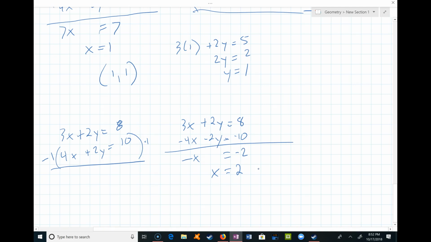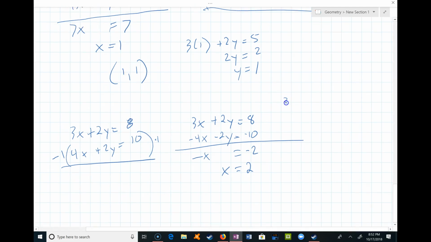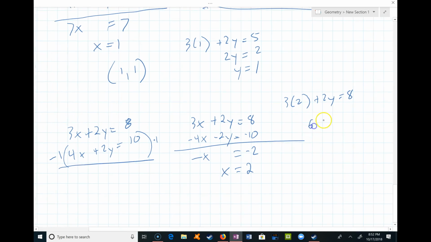Isn't that nifty? So then I go back to one of these other equations, like maybe this one, and I do 3 times 2 plus 2y is equal to 8. Well, that's 6 plus 2y is equal to 8, which means 2y is equal to 2, and y is equal to 1. So my solution would be 2, 1. Isn't that fun?